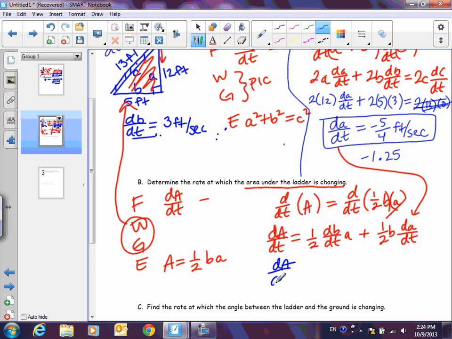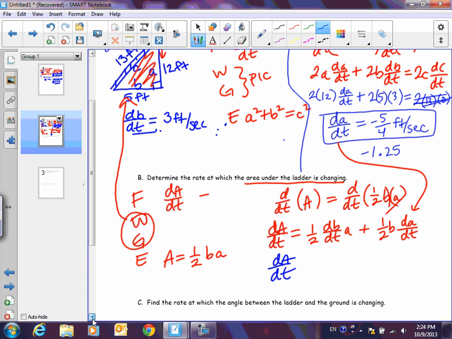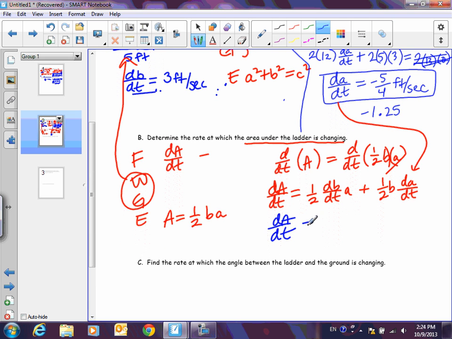So dA over dt, it's going to be 1/2 times 3, A was 12, plus 1/2 times 5, and then now we have our answer over here. So let's plug it in and see what we get.